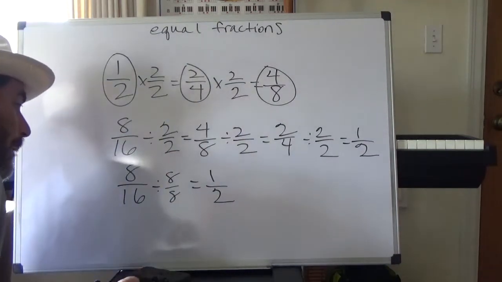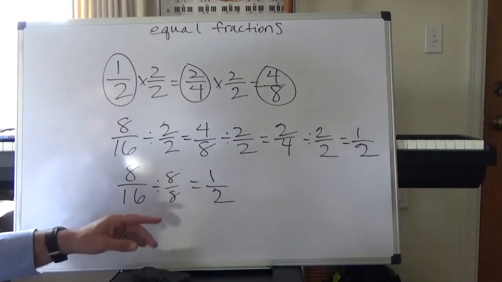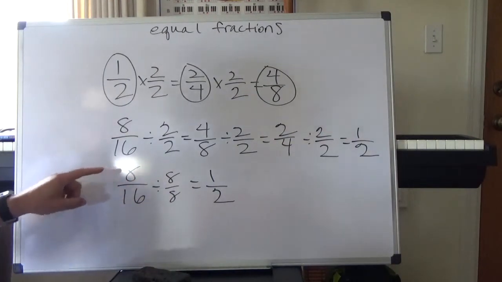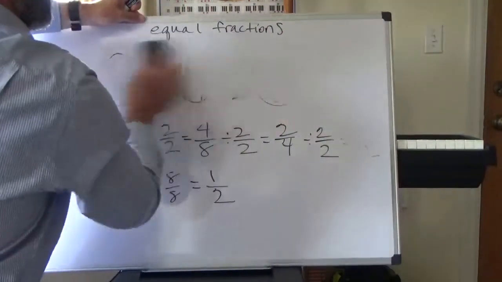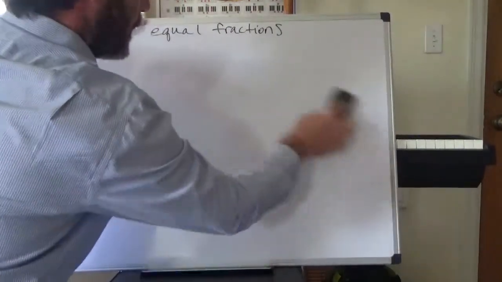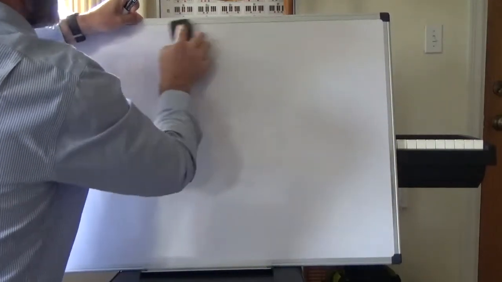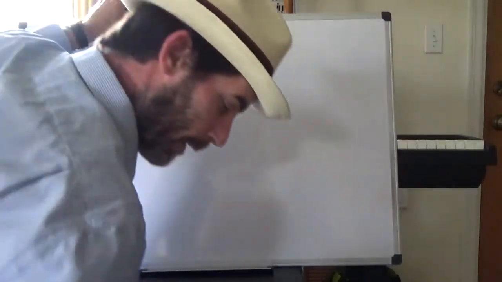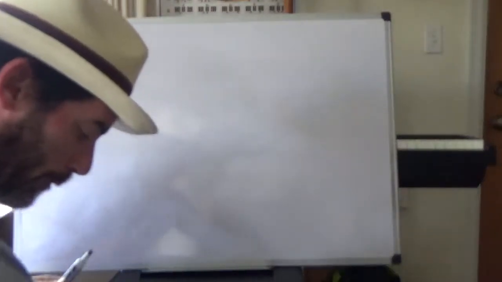So notice that this is also an even number, and that's going to equally divide into an 8 and a 16. So we can figure out fractions and equal fractions by multiplying. We can do it by dividing. And now let's think about comparing numbers on a number line.